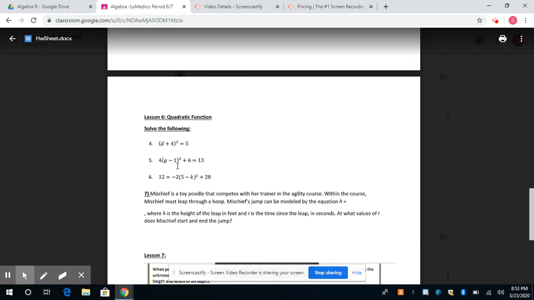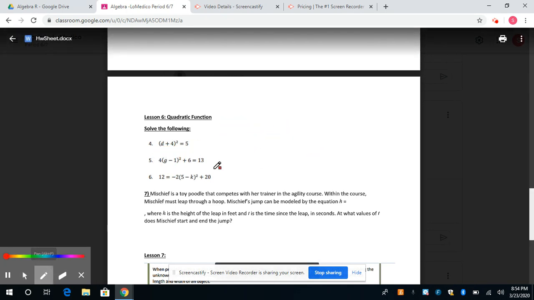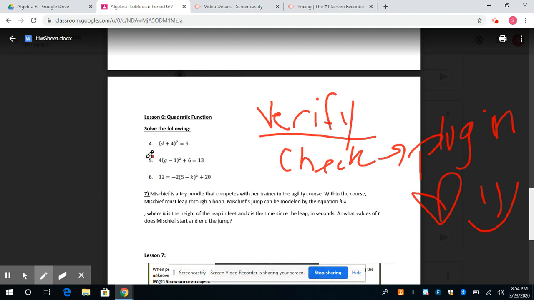Check your work. When you plug into g, I want to see checking. I want to see verify your answer for these. I want you to verify. When you verify, you're checking. When you check, you're plugging in. Horrible handwriting. Okay? Plug it back into the equation to check yourself.